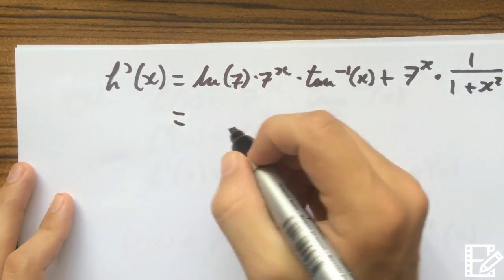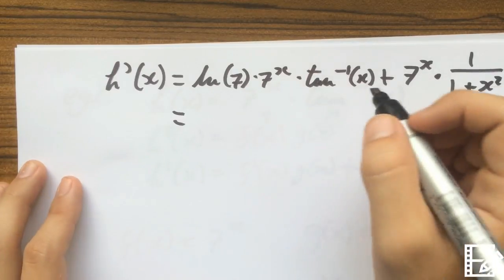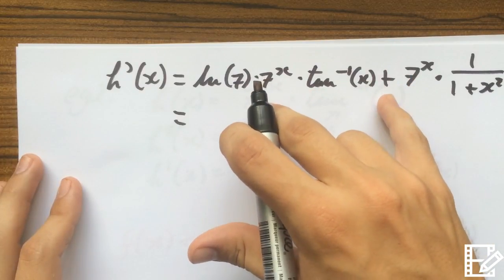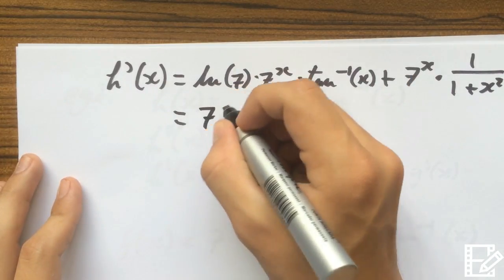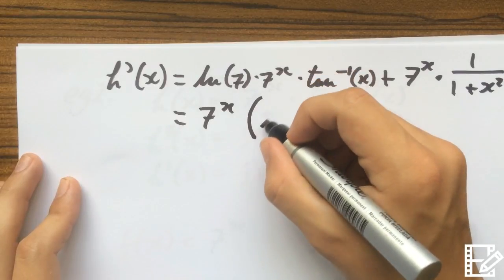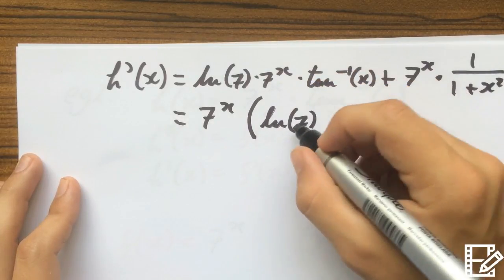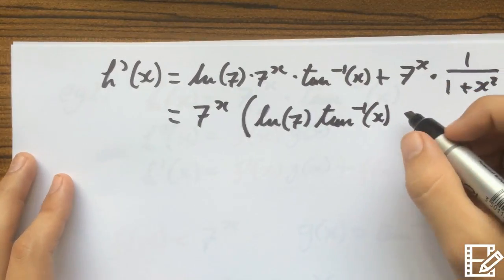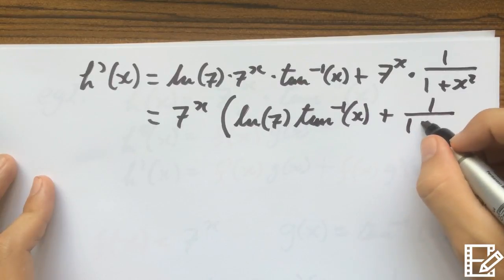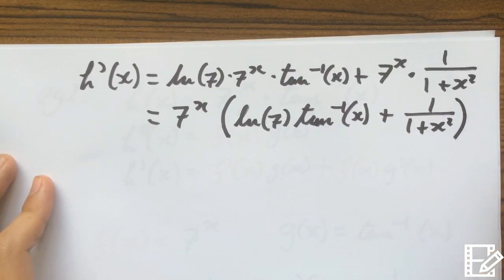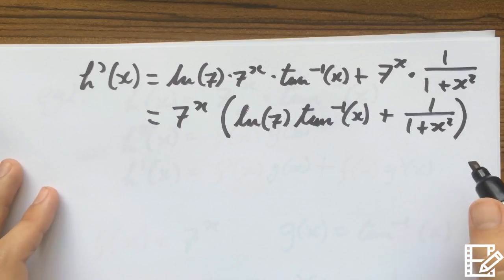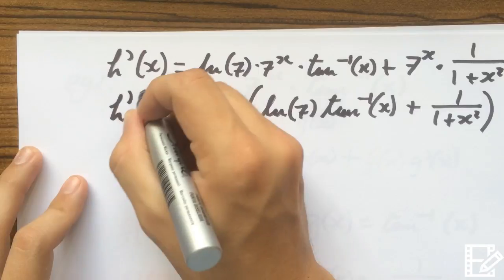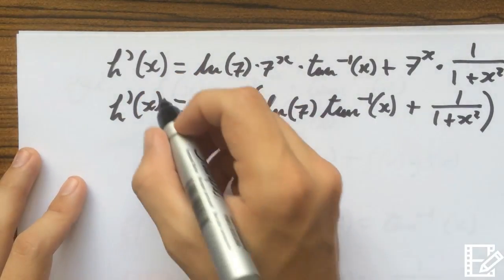Okay, now for the simplifying. So we have a 7 to the x multiplied on either side of the addition sign. So we're going to factor that out to the front. And what we're left with is ln 7 multiplied by inverse tan of x plus 1 over 1 plus x squared. And that there is our derivative for 7 to the power of x multiplied by the inverse tangent of x.